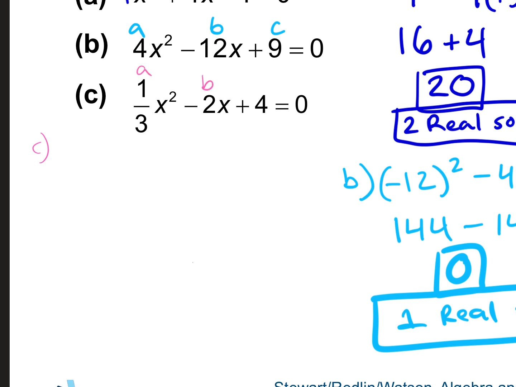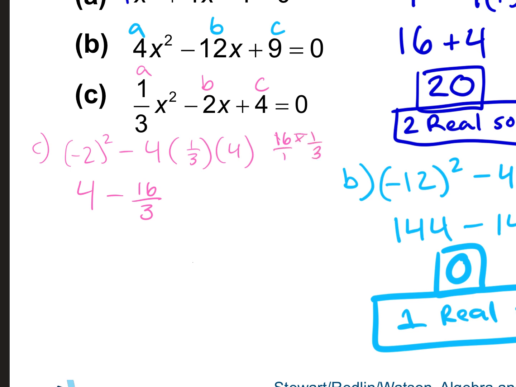So what's our A? And our B? And C? Perfect. Let's plug it in. B squared would be negative 2 squared minus 4 times A, which is 1/3, times C, which is 4. So negative 2 squared is 4 minus, what's 4 times 4? 16. And 16 times 1/3? We'll say 16 over 3. Remember, multiplying fractions, if we have 16 times 1 over 3, we just multiply straight across.